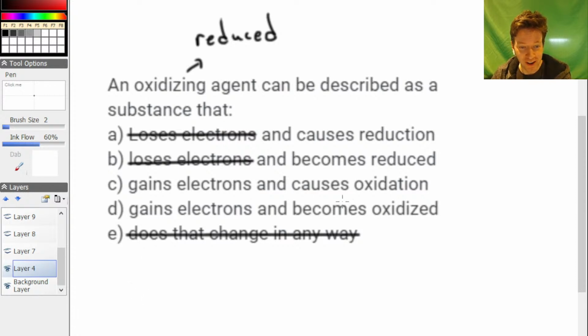I've already said it's reduced and it causes oxidation. So it's not oxidized, it's reduced. So nope. So we are left with C. Process of elimination works for us. Okay. Any questions with that one?